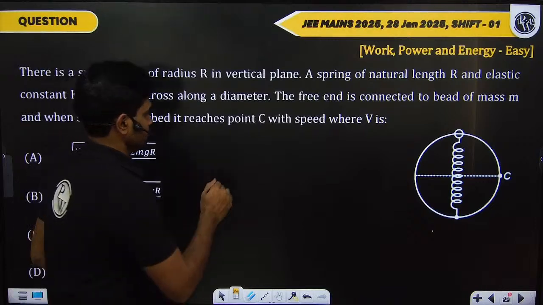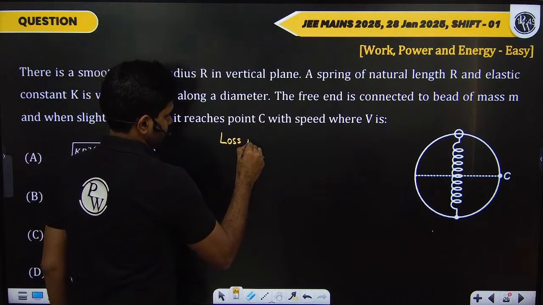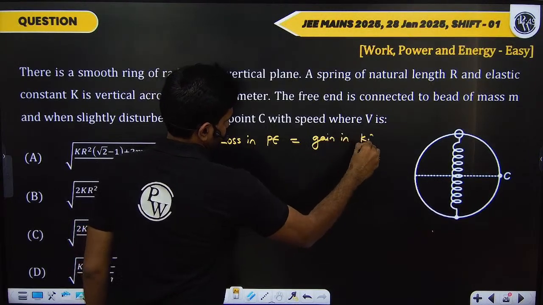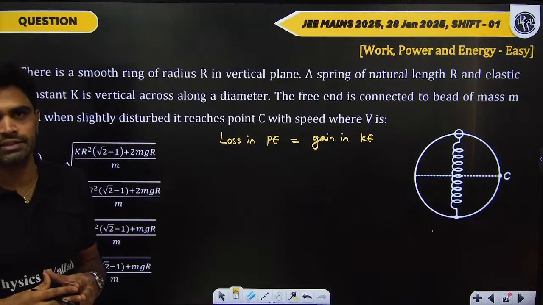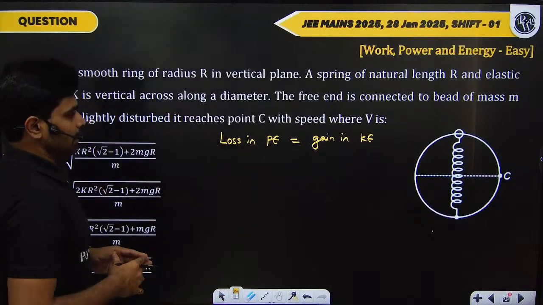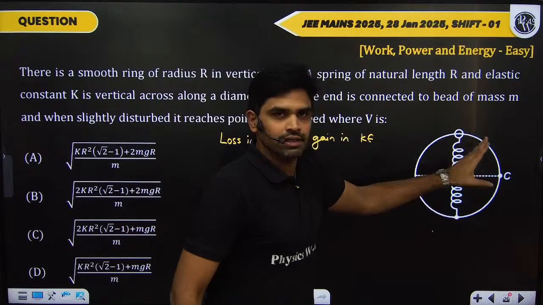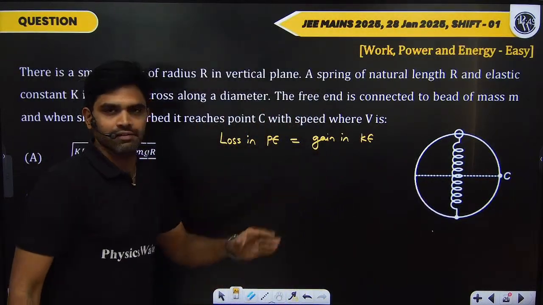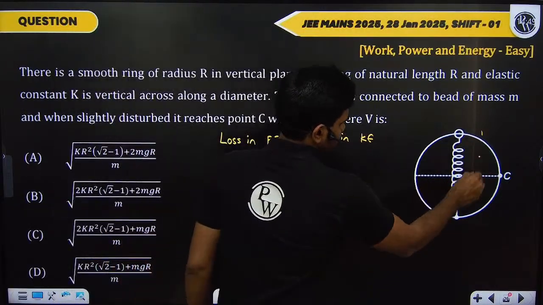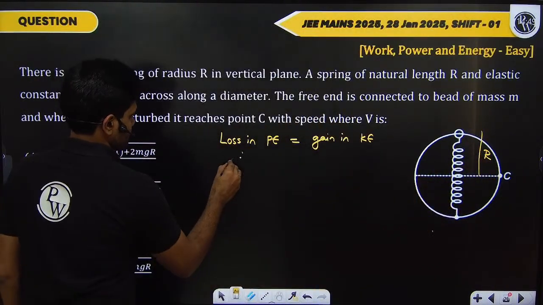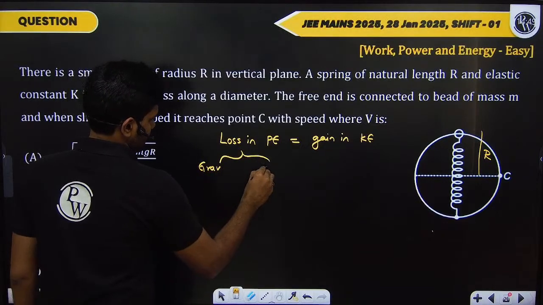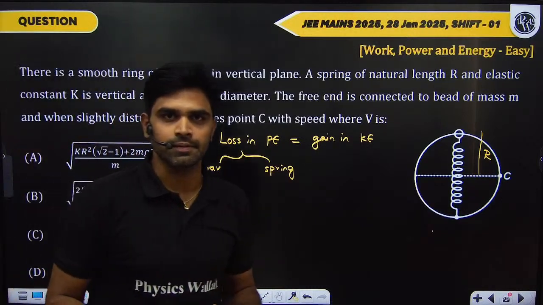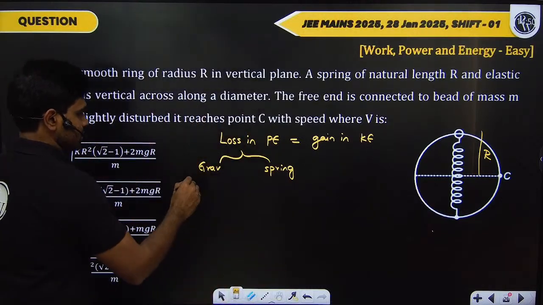Very simple. Mass in potential is gain in kinetic energy. It is losing two potential energy. It is losing spring energy as well as gravitation. Gravitationally, it is falling by r. Gravitation and spring potential energies, gravitational loss is how much? mgr.